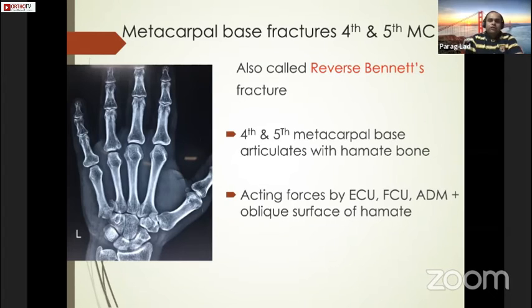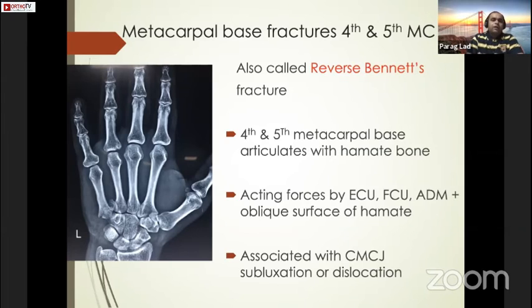The acting forces on these metacarpal bases are very strong by the extensor and flexor tendons, as well as the abductor digiti minimi tendon, I mean the muscle. And the surface of the hamate is oblique. So whenever they have a fracture, there is significant amount of displacement. And these fractures, if they malunite, have significant pain and reasonably early setting up of arthritis in the carpometacarpal joint.